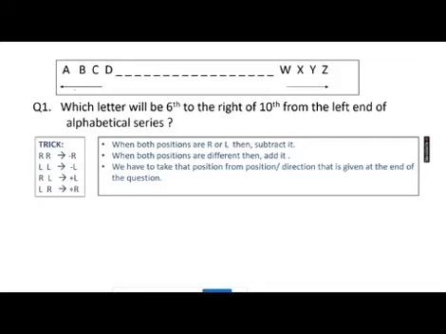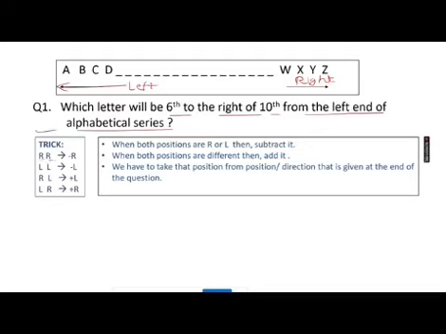Now, if we are heading towards this direction, this is our left direction and this is our right direction. So here the first question based on the alphabet says, which letter will be the sixth to the right of the 10th from the left end of the alphabetical series? For learning this question, first of all, we should understand the trick.